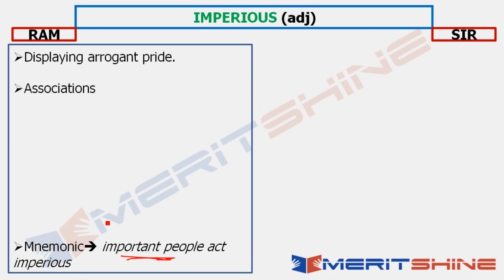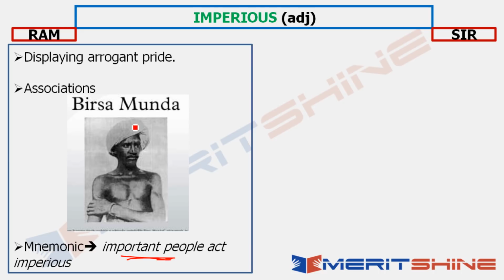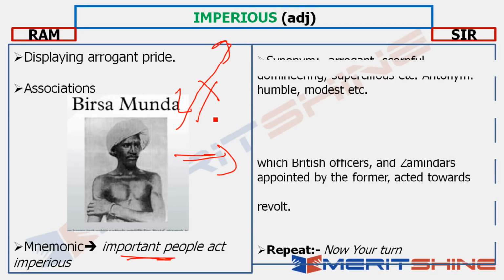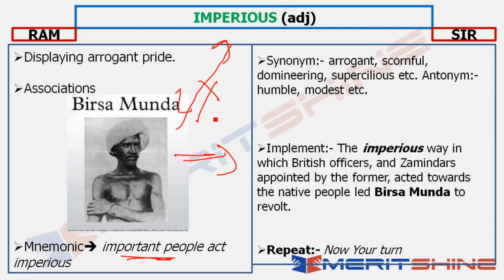So let me give you an association. Now, this person is not to be associated with imperious. No, this is the folk legendary hero Birsa Munda. He is what impious was not, so he's the antonym of impious. His struggle was against the impious Britishers and the Zamindars. I'll tell that. So I'll give you the sentence and the synonyms, and then I'll tell you the story of Birsa Munda. A very interesting story.